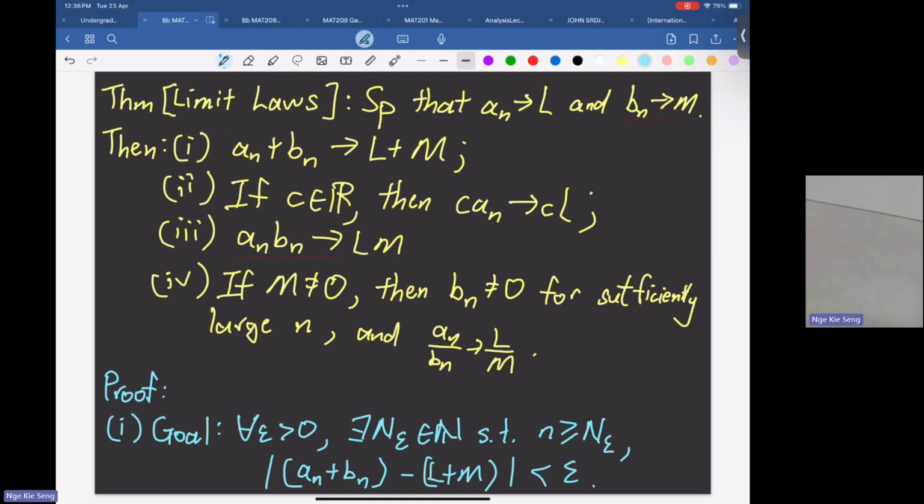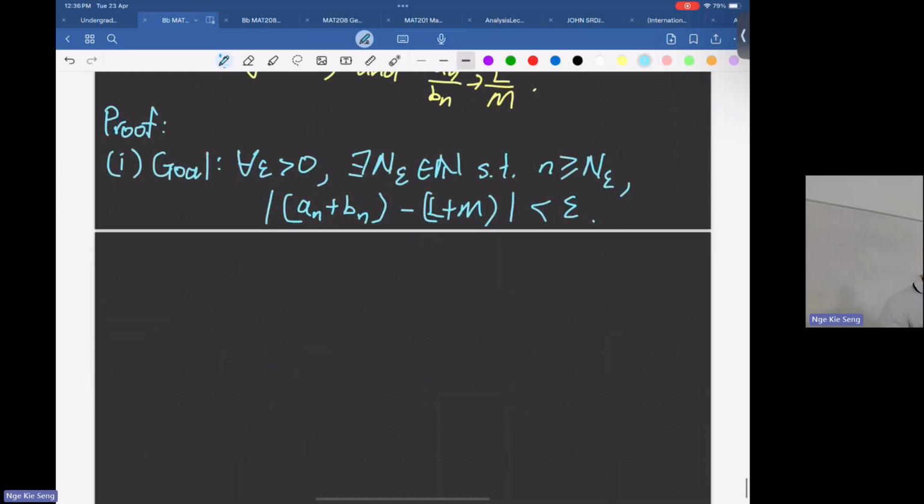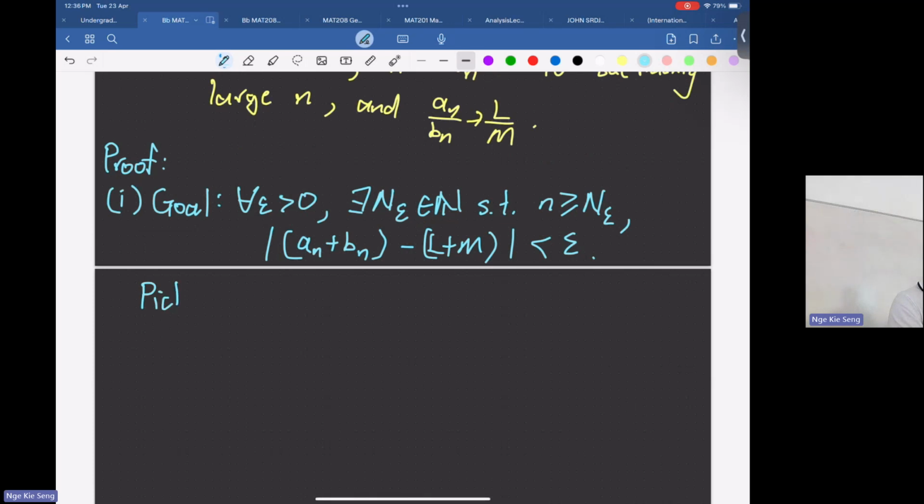So how do we prove this kind of statement? Universal quantifier. You need to prove it for all epsilon. So how do you prove it? We pick one epsilon. So let's pick one epsilon. I just simply pick.